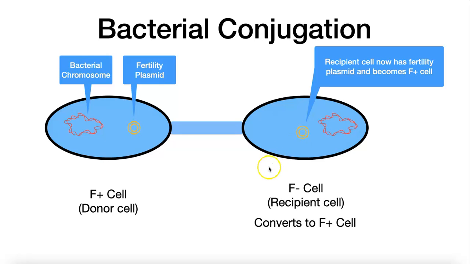So that is a quick video on bacterial conjugation. This specifically is looking at an F plus to an F minus. Just realize there's another type of conjugation that uses a special F plus cell known as an HFR cell, and we'll talk about that in another video.